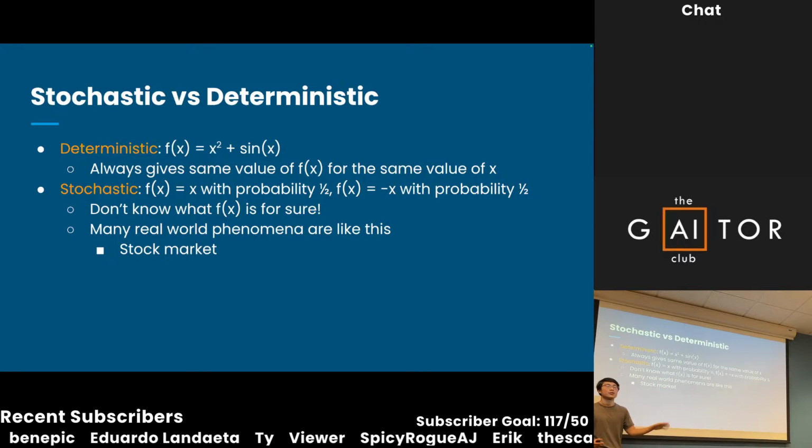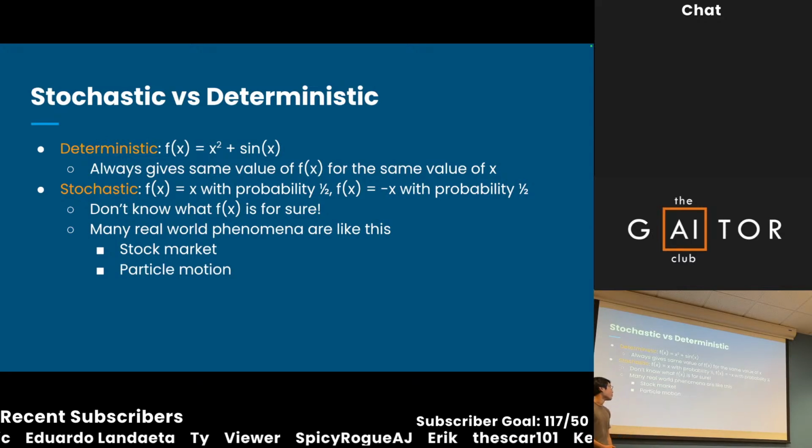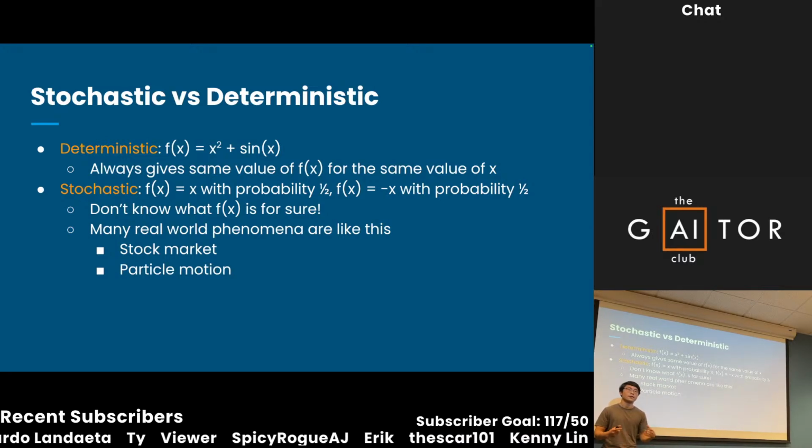Stocks have some inherent randomness in them, and also particle motion. If you're all familiar with Brownian motion, essentially it's where particles randomly collide with each other, and this is modeled as a stochastic process.